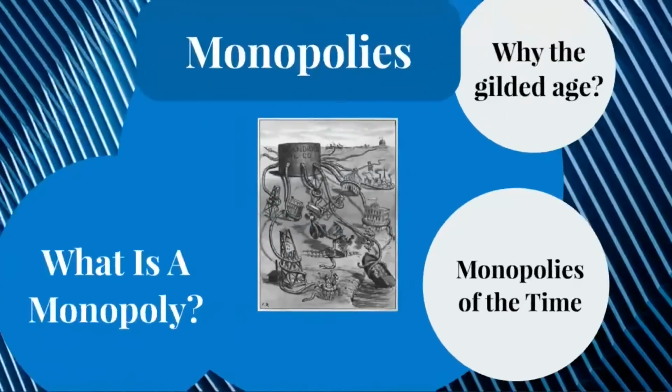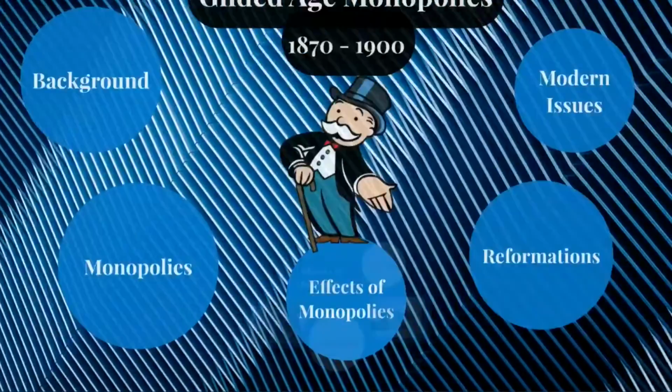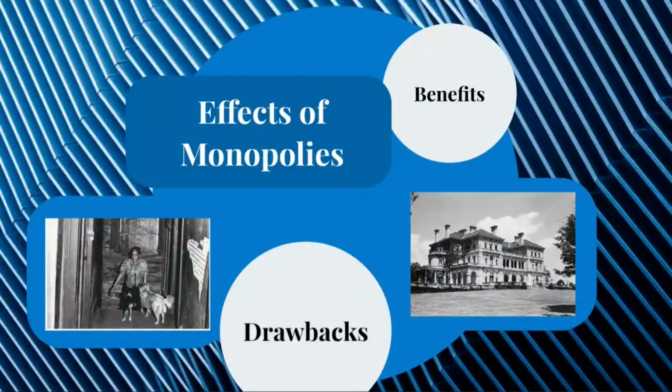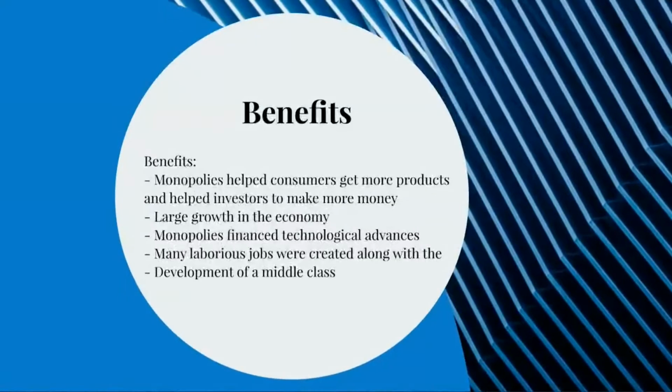Effects of monopolies. So I'll be explaining the effects of monopolies during the Gilded Age, including the benefits and drawbacks. So to begin with the benefits, some benefits were how monopolies helped consumers gain more products and helped investors to make more money. It financed technological advances and created many unskilled jobs. It educated people who could make money working management positions and also created a middle class.